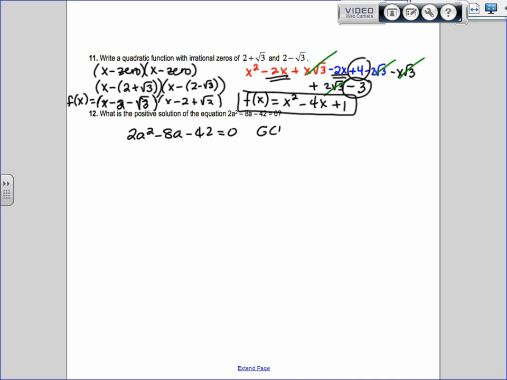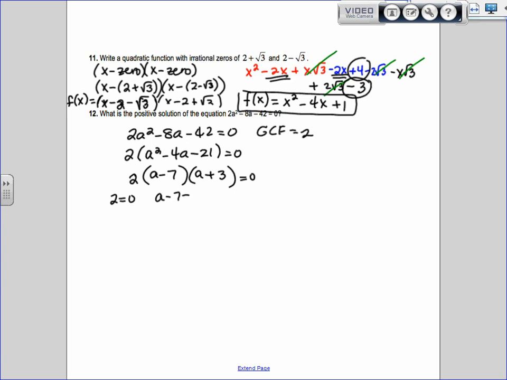So do you guys see that this one has a GCF of 2? So pull out the 2. And then you're going to factor. So you're going to factor into a minus 7 and a plus 3. And the 2 is still out front, but it doesn't really do anything. It's saying like 2 times something equals 0. Like the 2 is not what's making it equal to 0. So you could write 2 equals 0, a minus 7 equals 0, a plus 3 equals 0. But 2 equals 0, that's nothing. That's not helping you. 2 is not equal to 0. But a could be 7 and a could be negative 3, and that would make it 0.